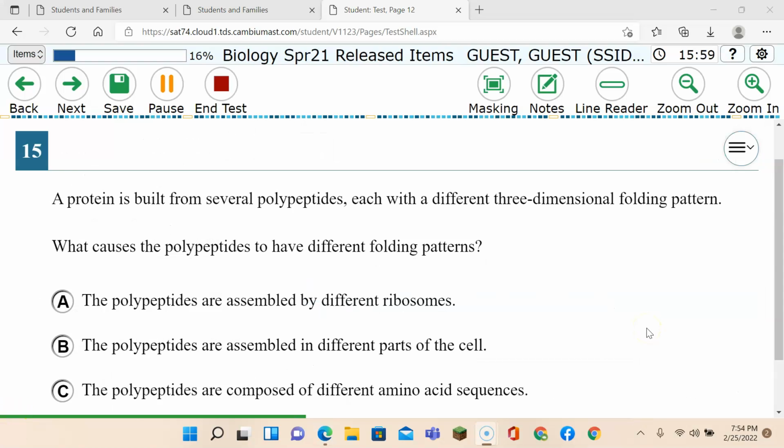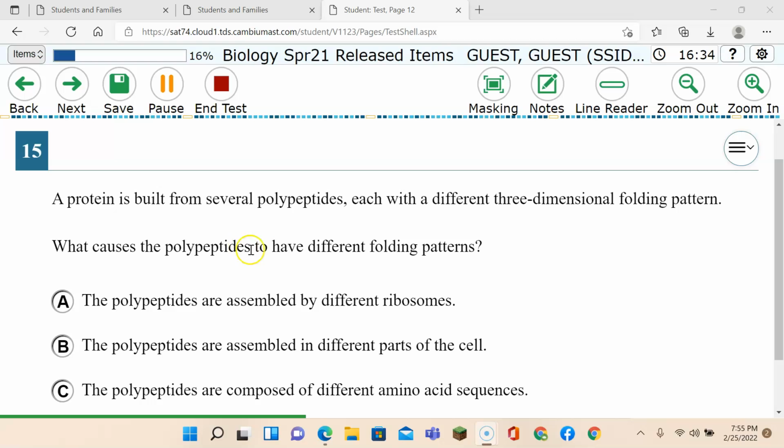A protein is built from several polypeptides, each with different three-dimensional folding pattern. What causes the polypeptides to have different folding patterns? Well, first of all, to understand this question, you got to know that word polypeptide. So poly means many. When we go from DNA to RNA to protein, and DNA gives messenger RNA a code, that code is for an amino acid. And when these amino acids are put together at the ribosome, that's called a polypeptide chain. So we know what's happening here now.